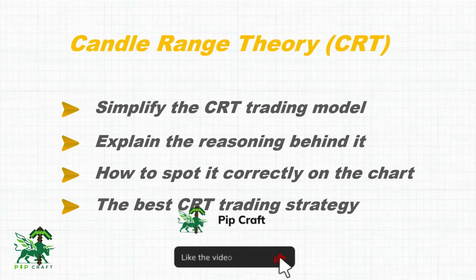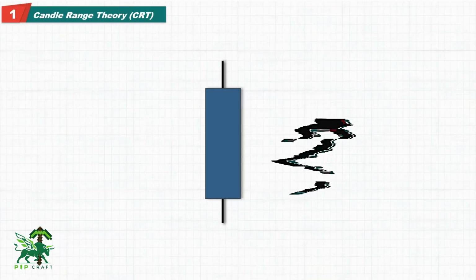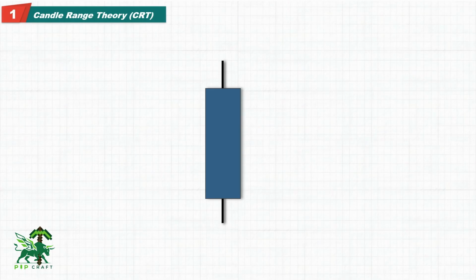Now, let's get into it. So, what exactly is the candle range theory? Candle range theory, or CRT, is a trading concept that focuses on the price range, high to low, of a single candlestick on the chart.